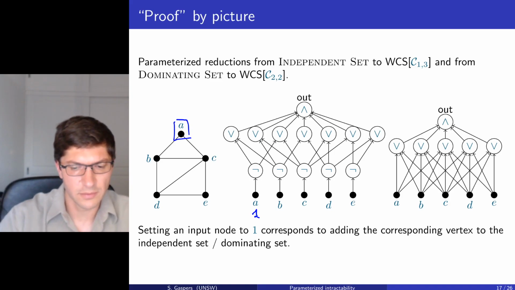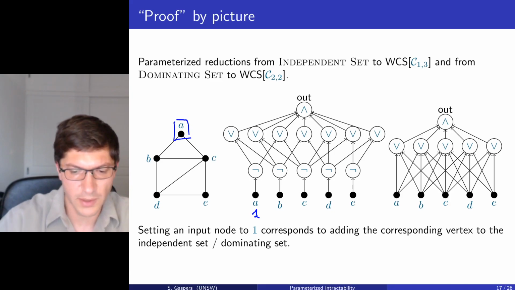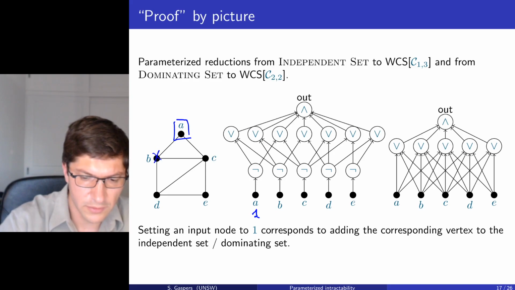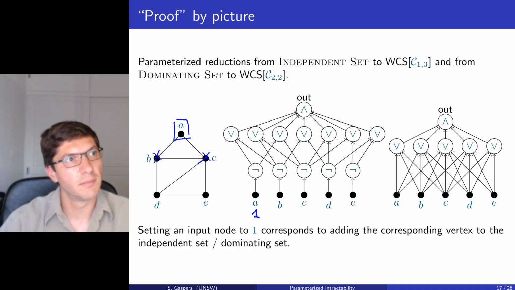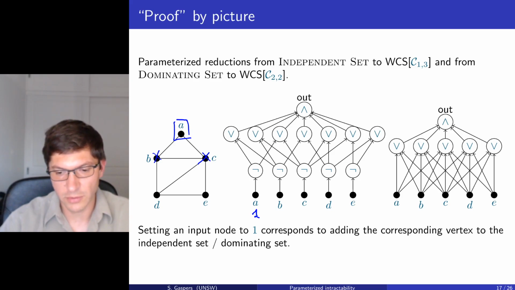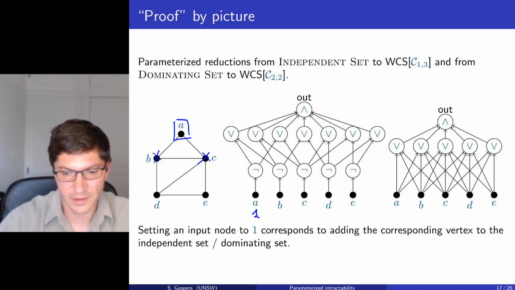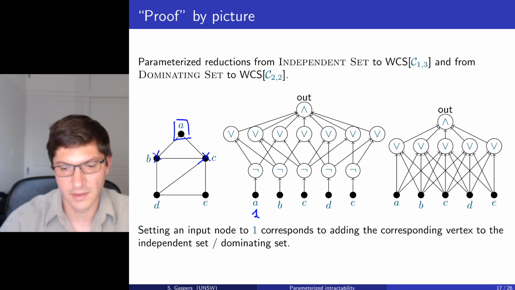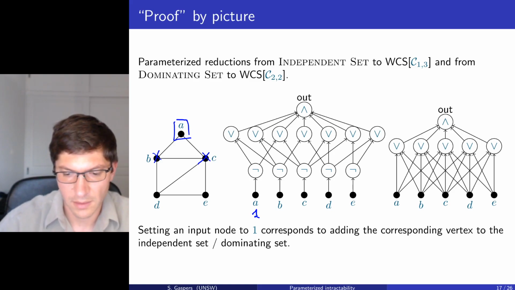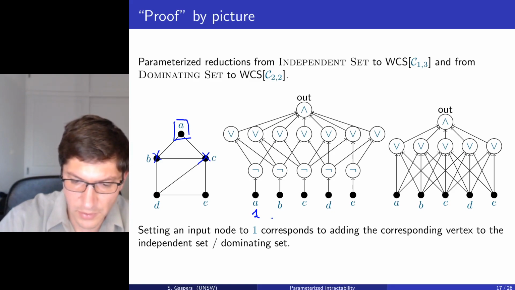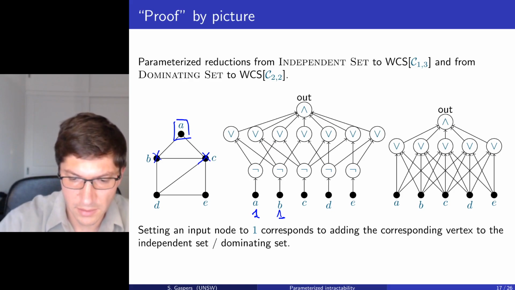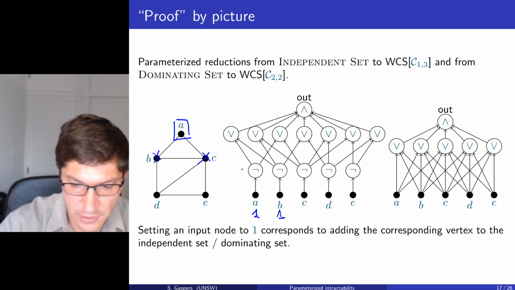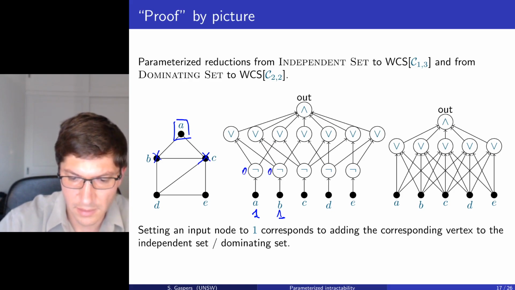So in the graph, this means that we are now not allowed to select B or C into our graph. So that means that the circuit should prevent us from setting B to 1 or from setting C to 1. What does the circuit do? Suppose, for example, we would set B to 1. Then what happens in the circuit? Well, at the next stage, they both get negated.